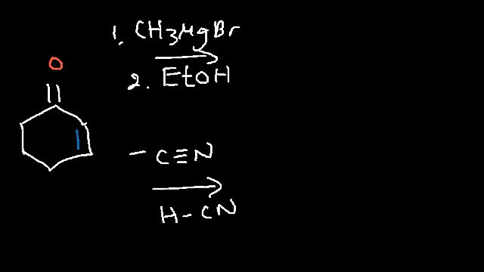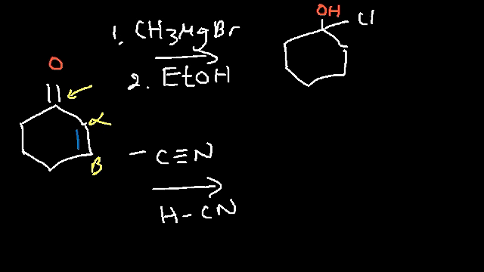The Grignard reagent is a very powerful nucleophile, so it's going to attack at the carbonyl carbon. The cyanide is a weak nucleophile. It's going to attack at the beta carbon. Relative to the ketone, this is the alpha carbon, this is the beta carbon. So the major product for the first reaction is going to look something like this. You're just going to get direct addition.